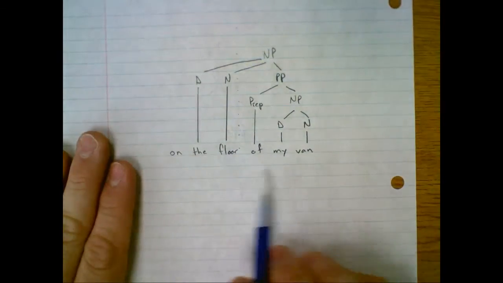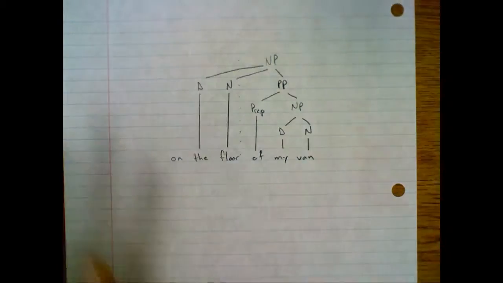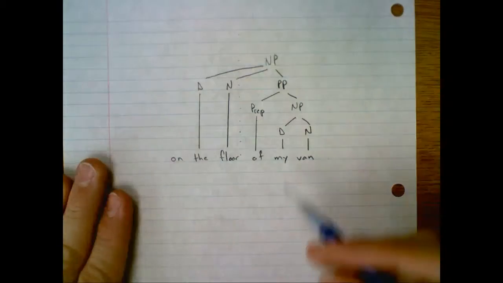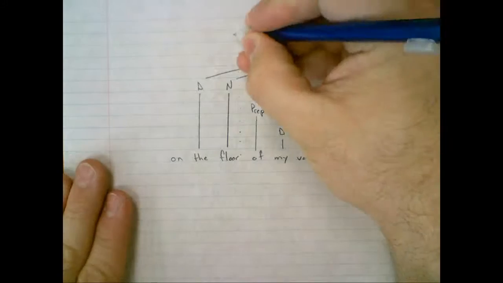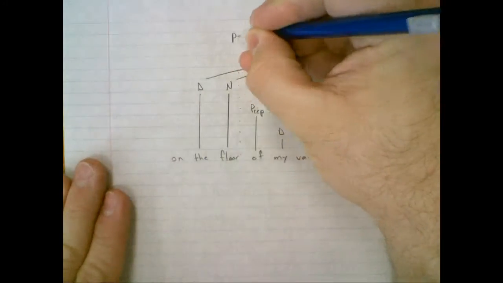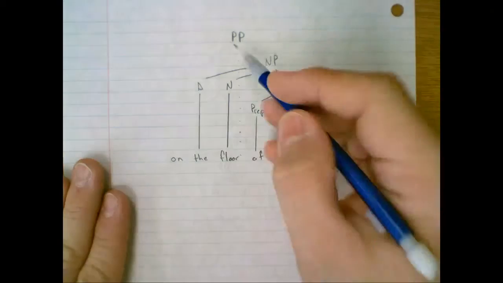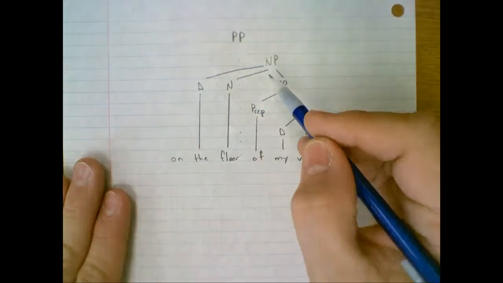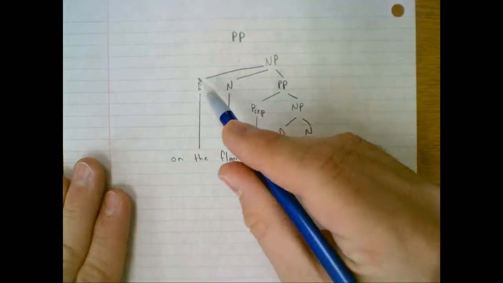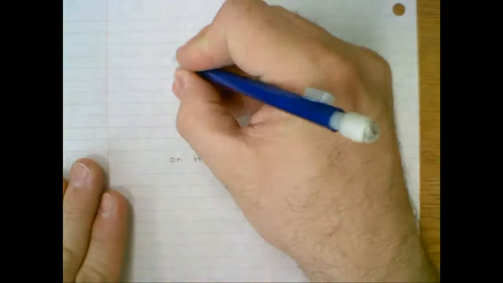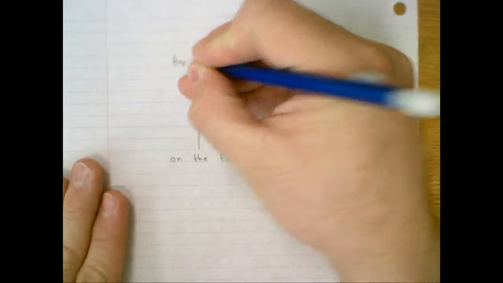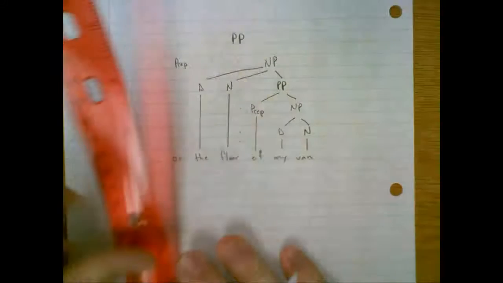On the floor of my van, we've already said, is one big prepositional phrase. So let's go up one more level. This whole thing is one big PP, prepositional phrase. Okay, and really the only unit I've added, prepositional phrases we know are composed of a noun phrase, and before that noun phrase must come a preposition. So this one was actually pretty simple to do because we were just mainly copying.